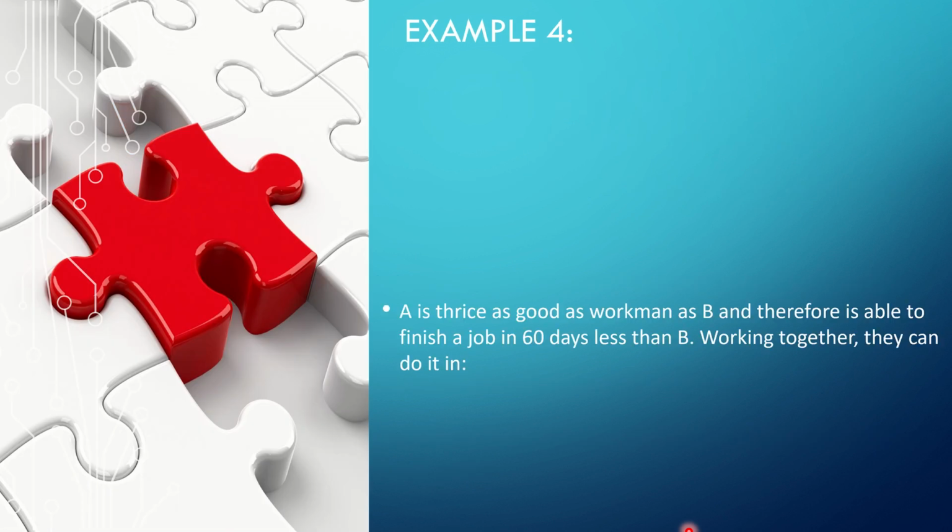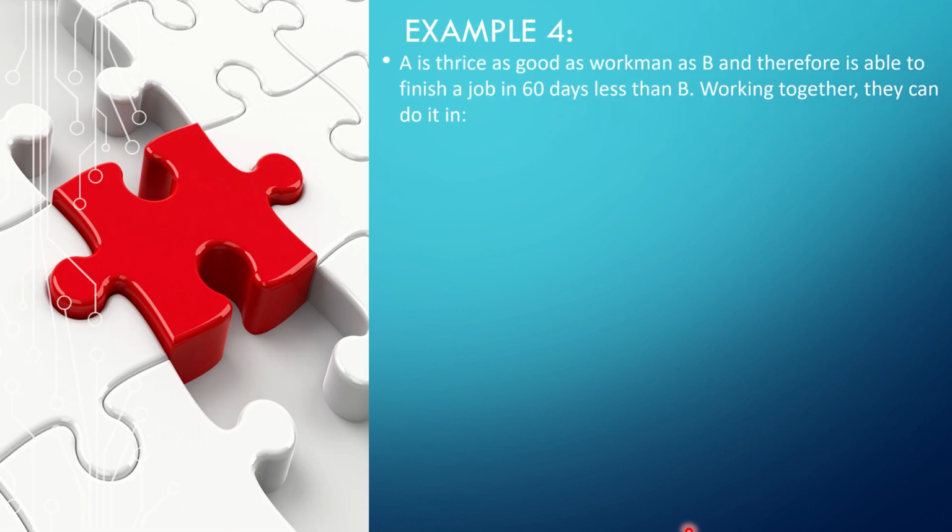Okay, example 4. A is thrice as good a workman as B, and therefore is able to finish a job in 60 days less than B. Working together, they can do it in how many days? If they work together, in how many days can they do this work?